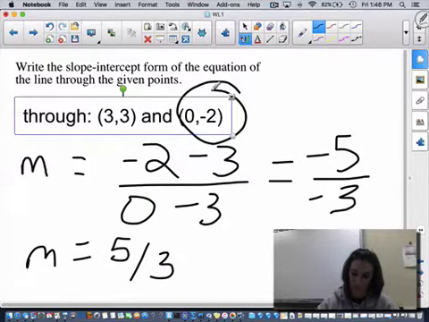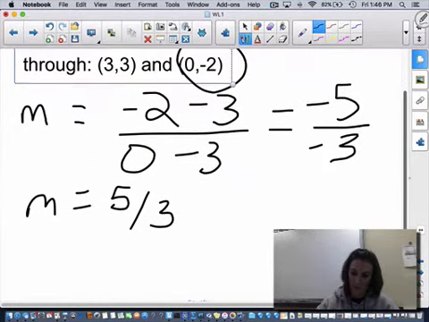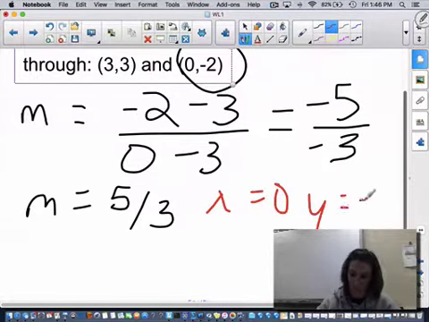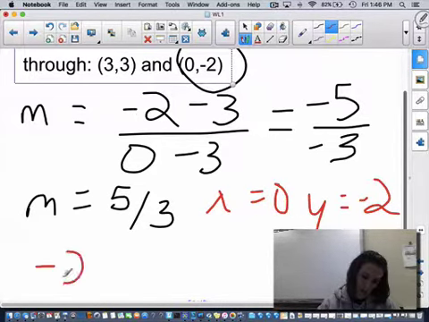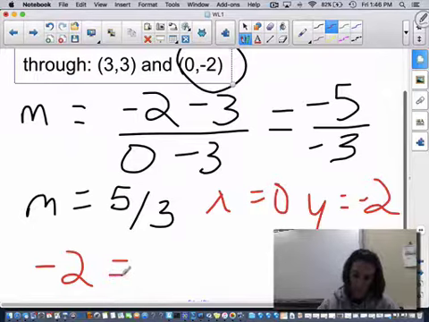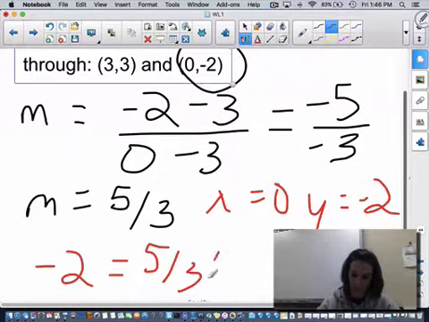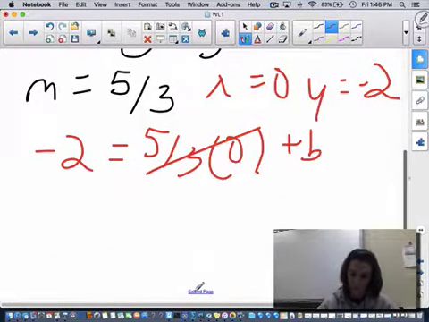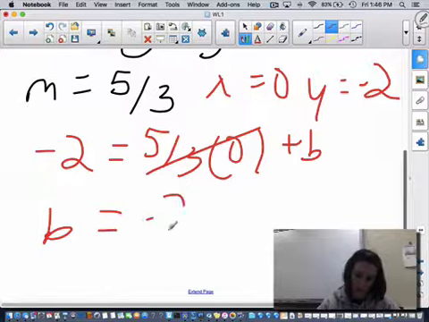Choose a point. Again, I'm choosing the one that has 0 in it. It's going to be easier in calculations. So I have my x in that point is 0. My y in that point is negative 2. Plug them in. Negative 2 equals m. My x was 0 plus b. 0 times anything is 0. So b equals negative 2.